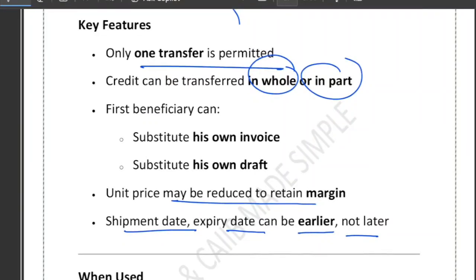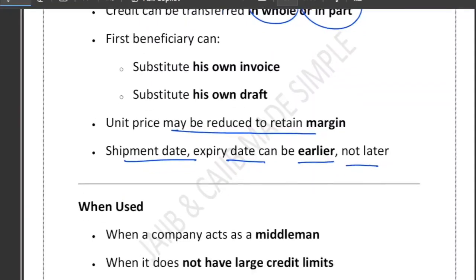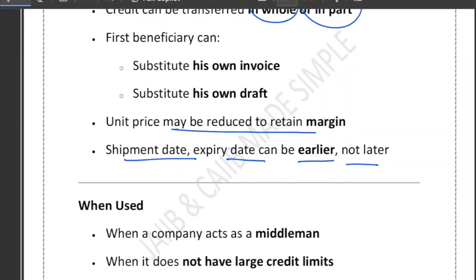Only one transfer is permitted. Credit can be transferred fully or partially. The first beneficiary can substitute his own invoice and his own draft. Unit price may be reduced to retain margin. Shipment date and expiry date can be earlier, not later.